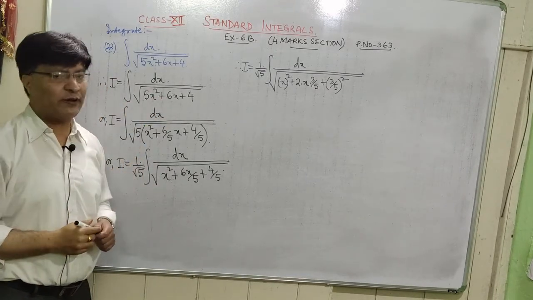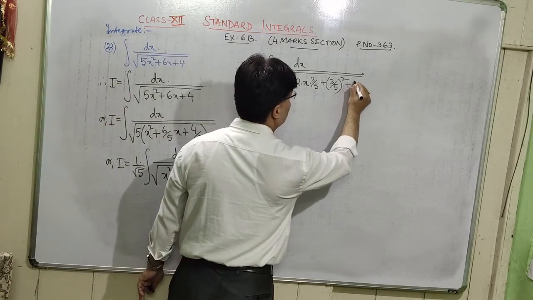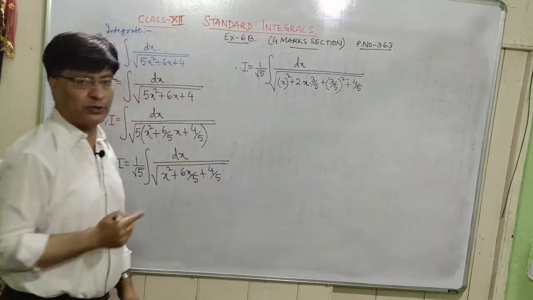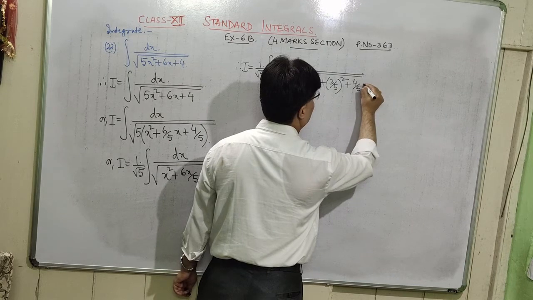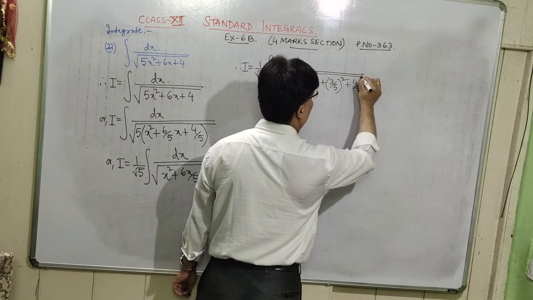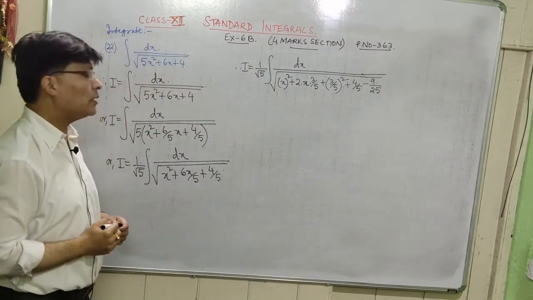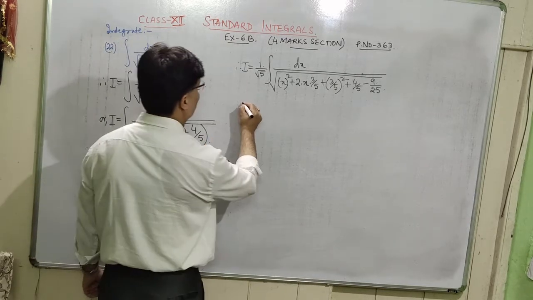But is there 9 by 25? No. But we have 4 by 5. Let us write 4 by 5 first. And since there is no 3 by 5 whole square, that is 9 by 25, you have to subtract it. So it is minus 9 by 25. I think you have understood it. So let us simplify it now.